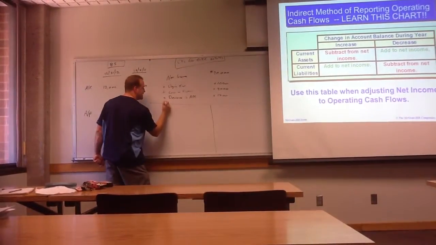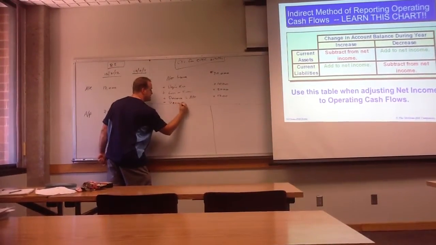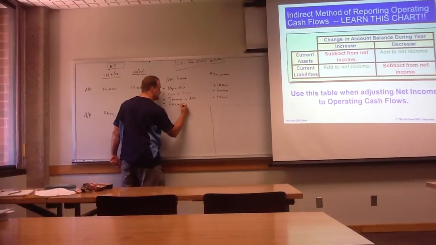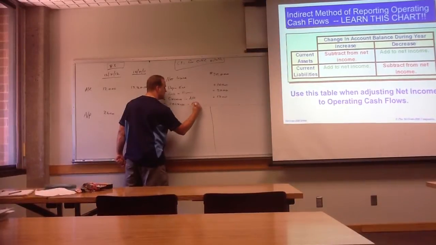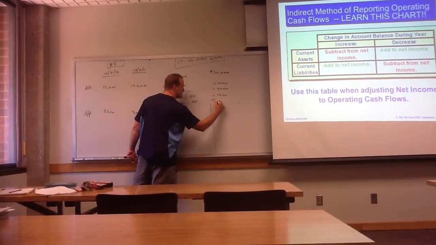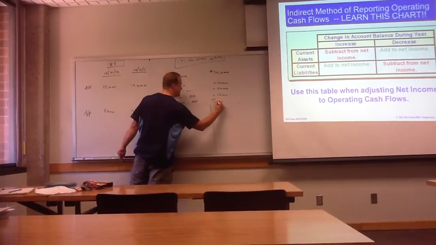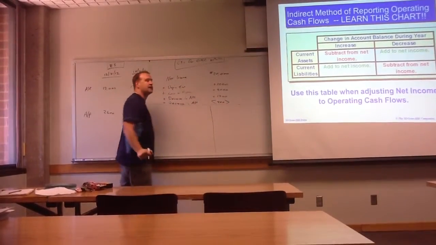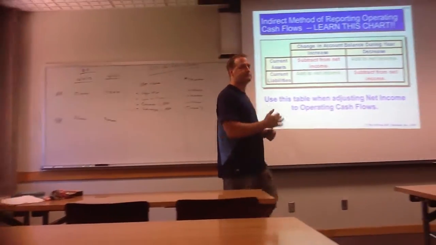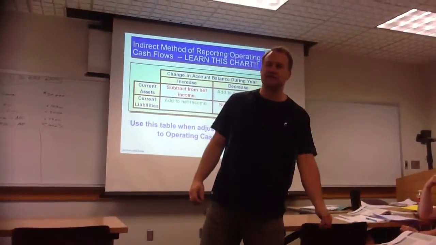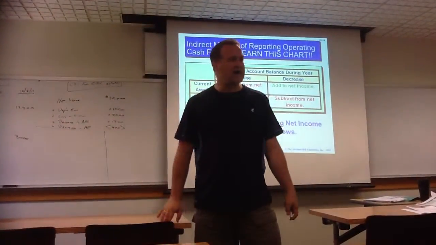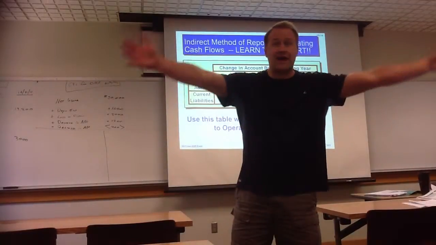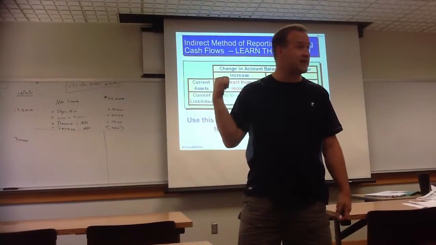So here we would say minus decrease in accounts payable. How much was the change? 400? So we subtract that, right? And the rationale is this. If accounts payable decreased, chances are, why did it decrease? Because we paid out money. Money flowed out, right? So that's why we subtract it.